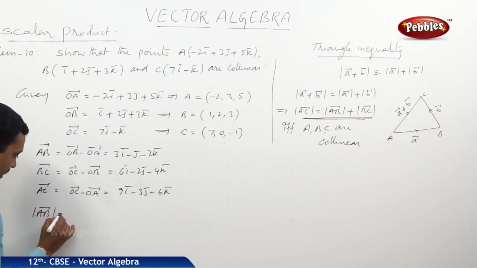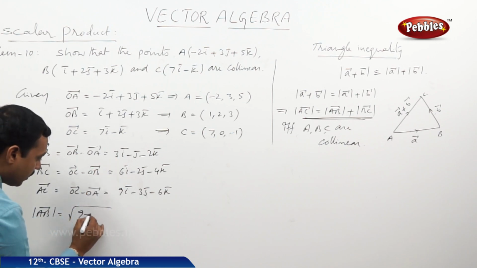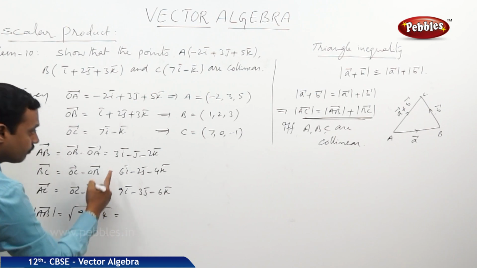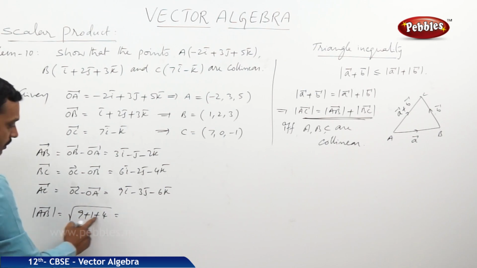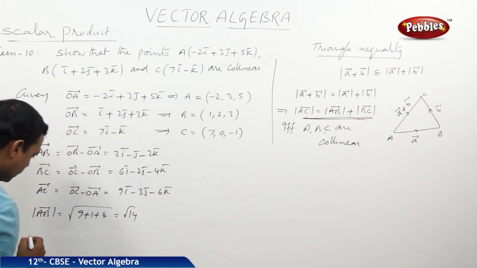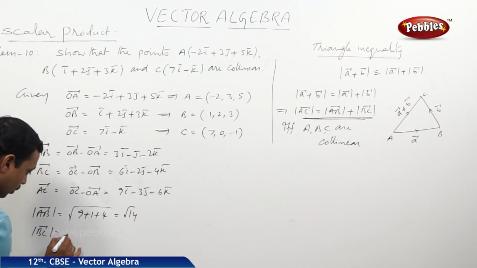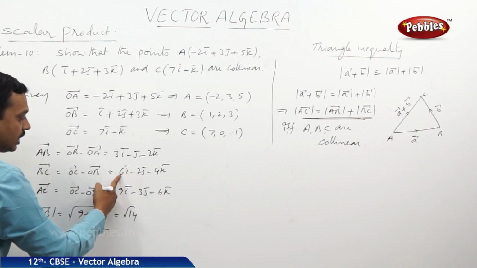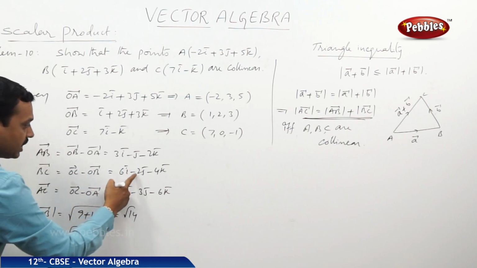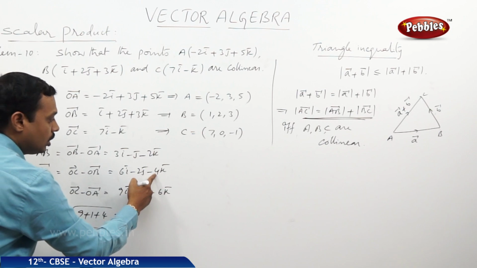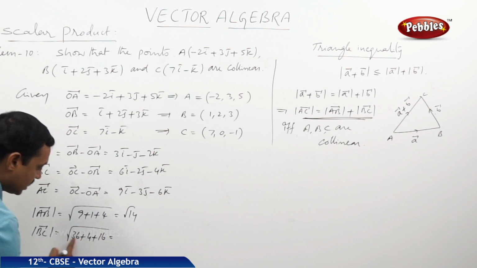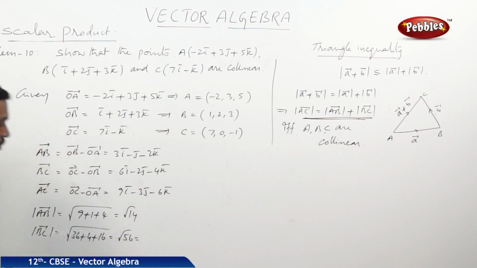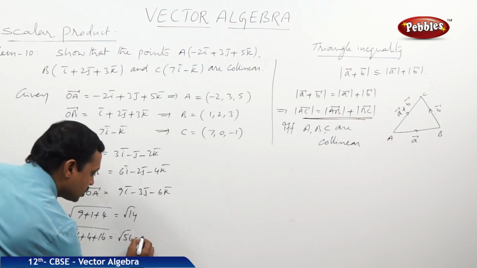The modulus of AB vector is equal to root over 9 plus 1 plus 4, that is 3 square plus minus 1 whole square plus minus 2 whole square. 9 plus 1 plus 4 is root 14. What is the magnitude of BC vector? It is 6 square, 36, plus minus 2 whole square, 4, plus minus 4 whole square, 16. It is 20 plus 36, 56, root 56. You know, root 56 is equal to root of 4 into 14, which is equal to 2 root 14.